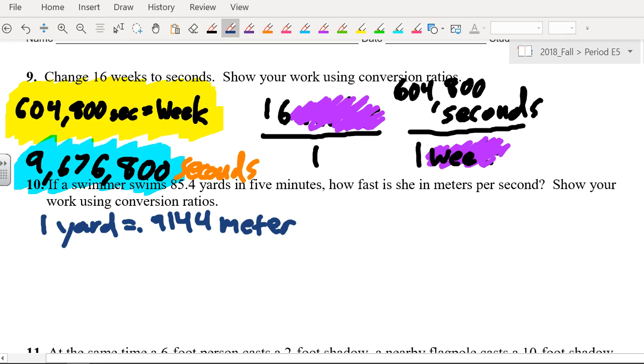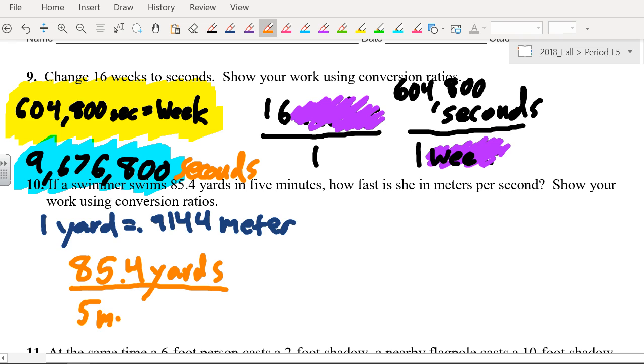Go. Do you have a code name, sir? Turtle. Okay, Turtle. So what are we given in the problem? 85.4 yards. Yards per what? For 5 minutes. Over 5 minutes. Okay, good. Okay, what do you want to cancel out first?